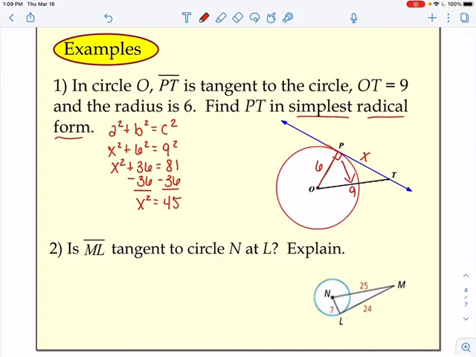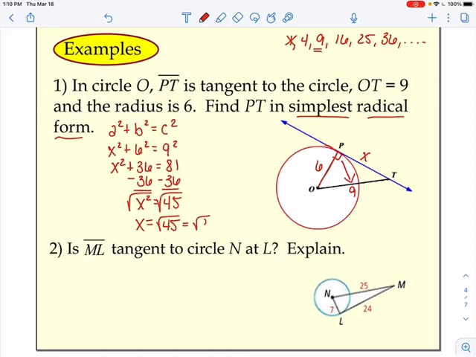Okay, so now again, the opposite of squaring something is taking the square root. So the square root of x squared is x, and right now I'm going to leave that as the square root of 45. So again, we want it in simplest radical form, which means I'm looking for the perfect square that's a factor of 45. Again, your perfect square 1 is never going to help you in this case. 4, 9, 16, 25, 36, etc. Okay, your biggest perfect square that's going to go into 45 is going to be 9.